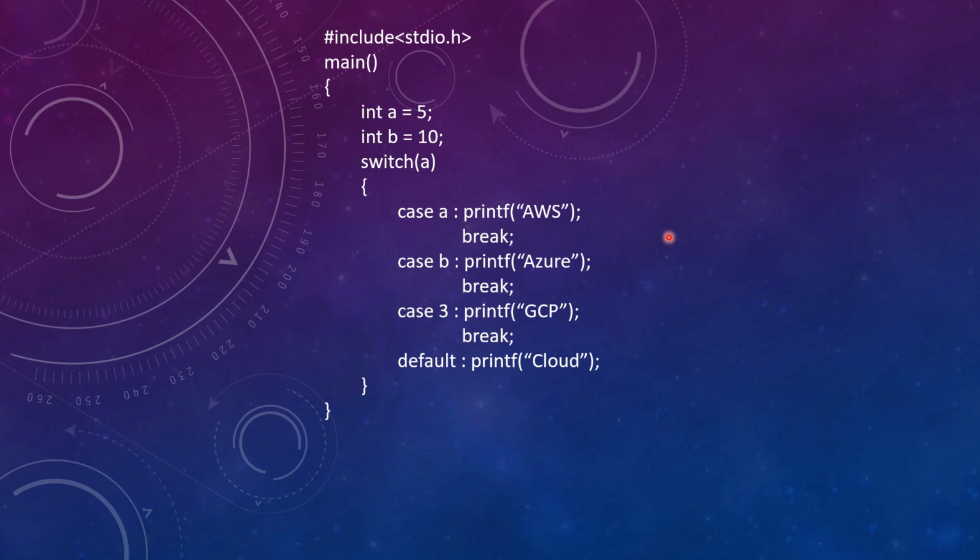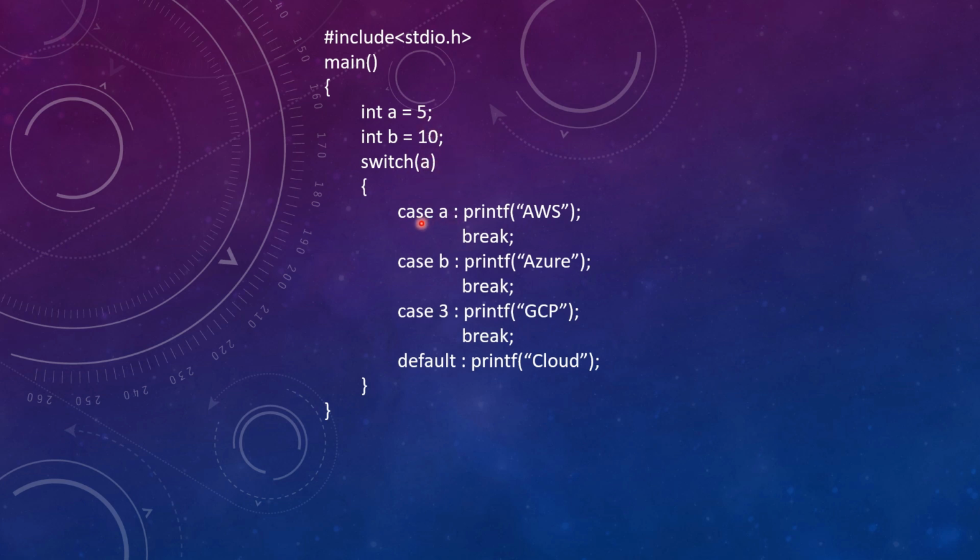I hope you must have tried solving the question and you might have got some answers. So let us see how to solve this question. So as you can see, we have two variables defined, that is a and b, having values 5 and 10 respectively, and we are passing a as a switch parameter. So we are passing a, that is 5. The value 5 is passed inside the switch.